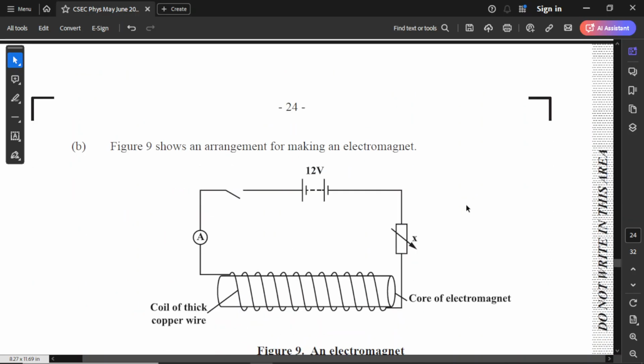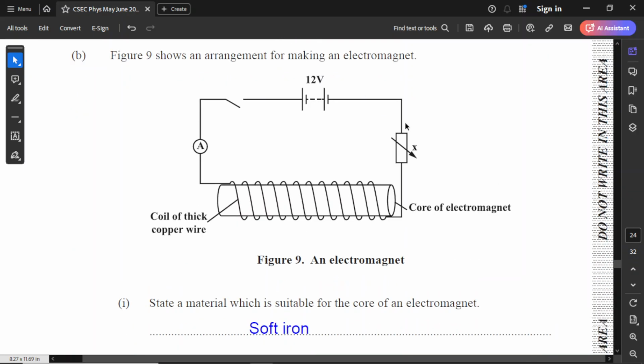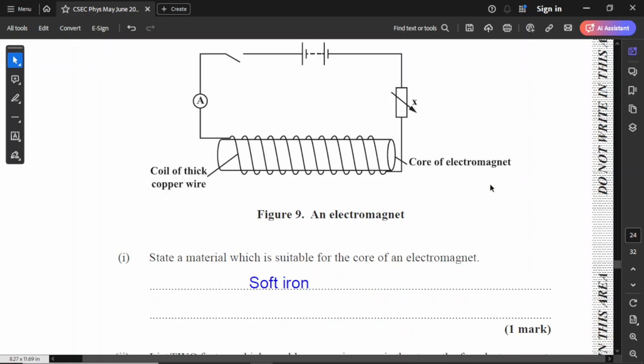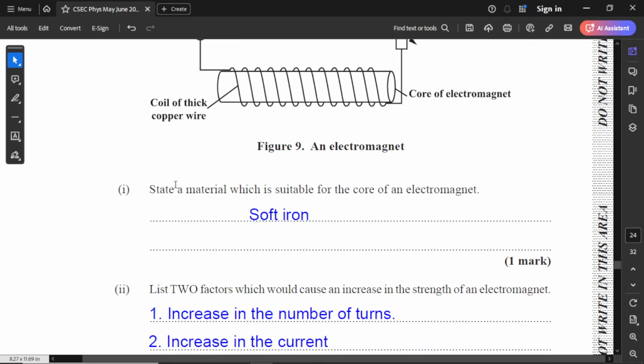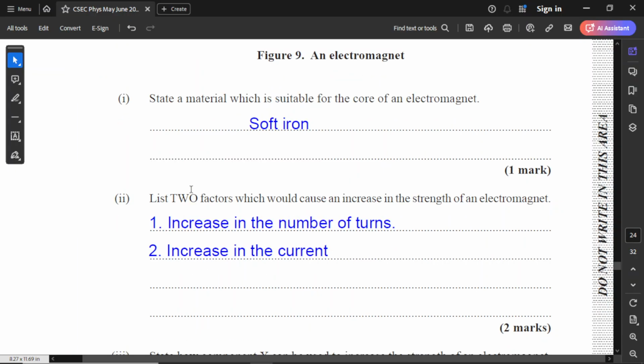Again, take your time and go through it and make sure you understand the gates first before you actually look at the question. So part B: Figure 9 shows an arrangement for making an electromagnet. So this is an electromagnet right here, and this is a diagram. We have a coil of thick copper wire and a core. Our first question says, state a material which is suitable for the core of an electromagnet. It is always a soft iron core that is used for an electromagnet.